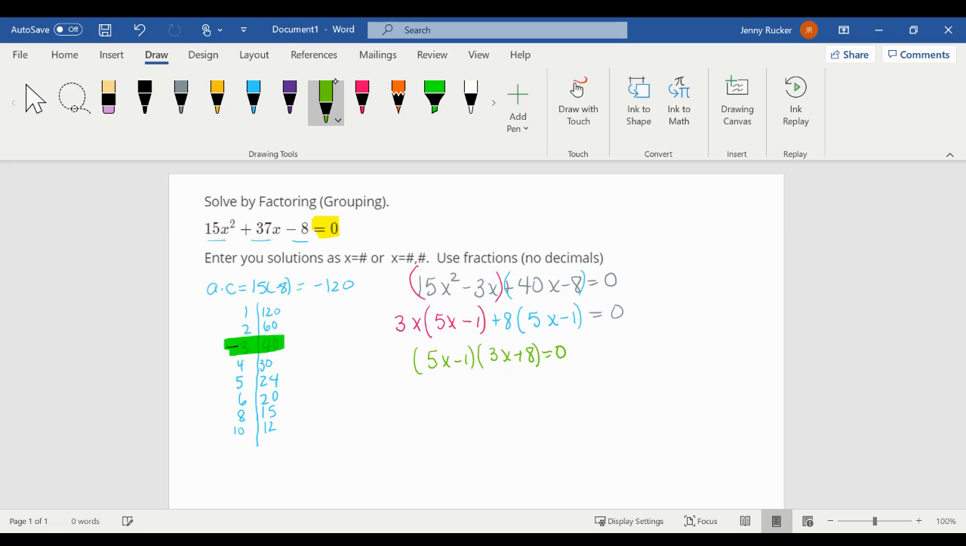So now we're going to apply the zero product property. So we're going to have 5x minus 1 is 0, 3x plus 8 is equal to 0. We'll add 1 and divide by 5, so it's going to be 1/5. We'll subtract 8 and divide by 3, so negative 8/3. So our final solutions are 1/5 and negative 8/3.